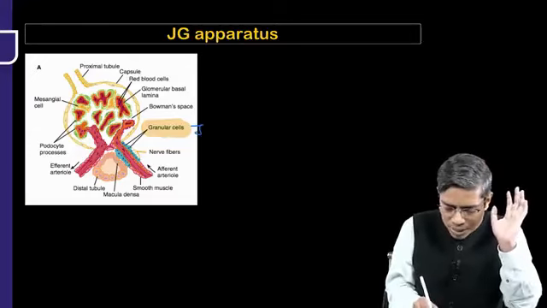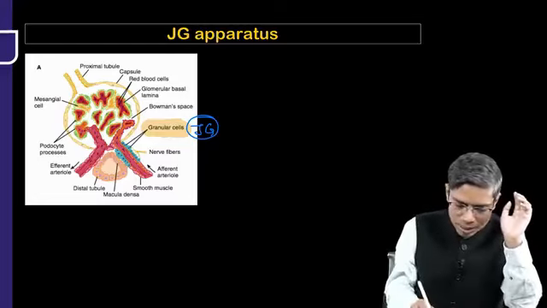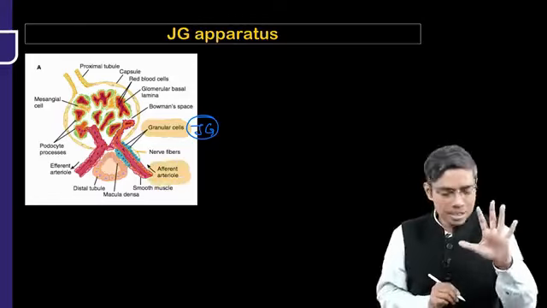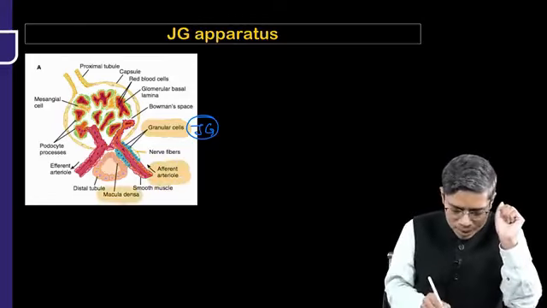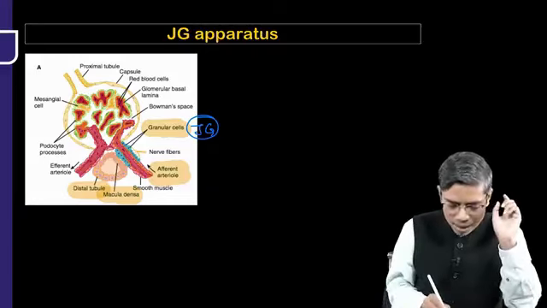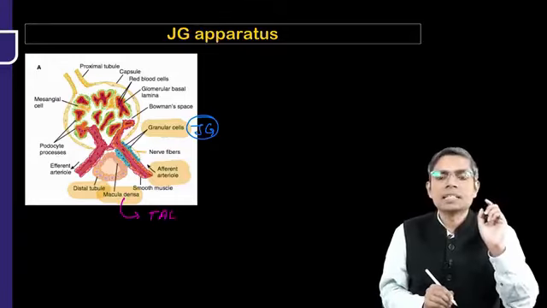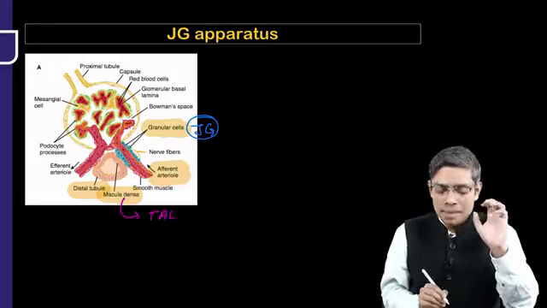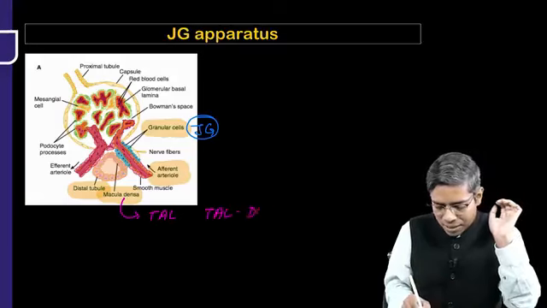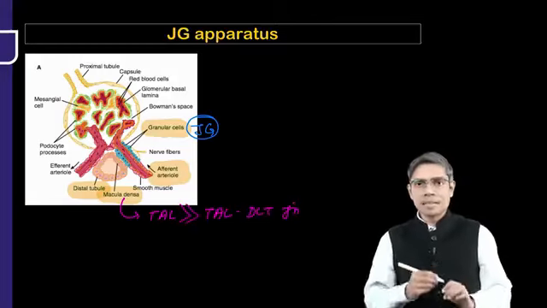Okay. So the JG cell, juxtaglomerular cell. Where is it located? Look here. It is located at the level of the afferent arteriole. Got it? Okay. Then second is the macula densa. It is basically a distal tubular cell. But exactly, the answer is that macula densa is the cells of the TAL, thick ascending limb of loop of Henle. If it is not given, then your answer will be the TAL-DCT junction. Okay, please note down. It is the cells of the TAL.